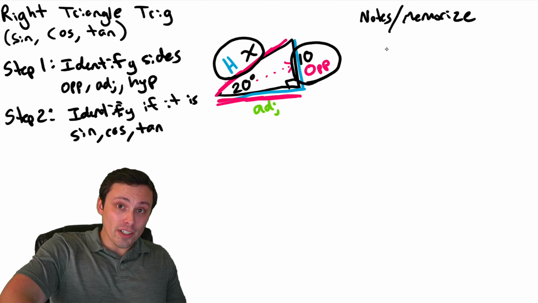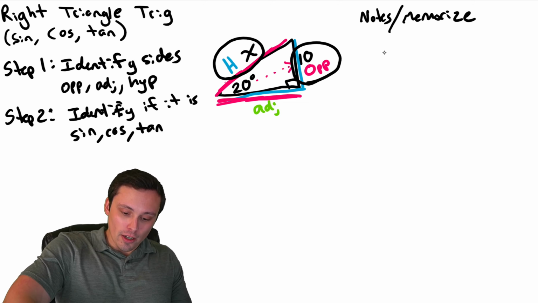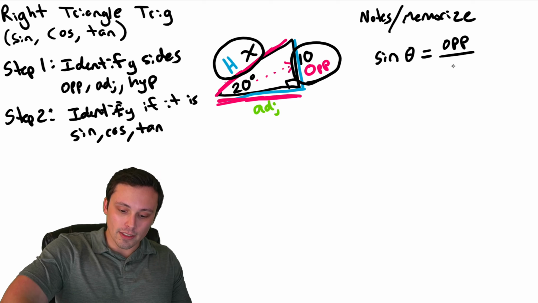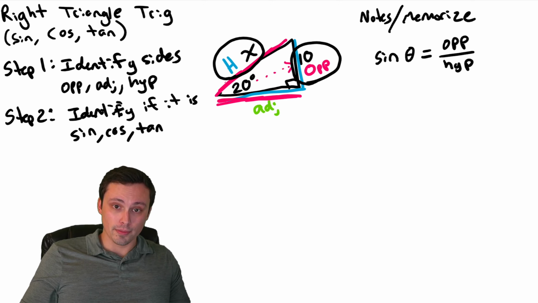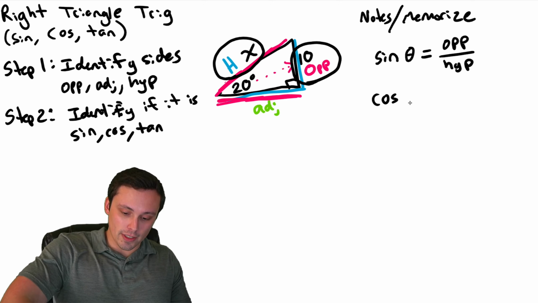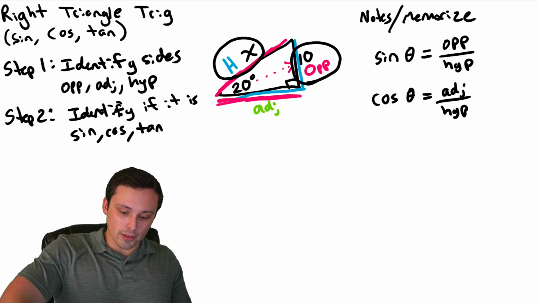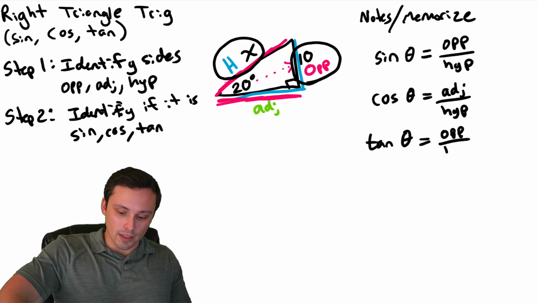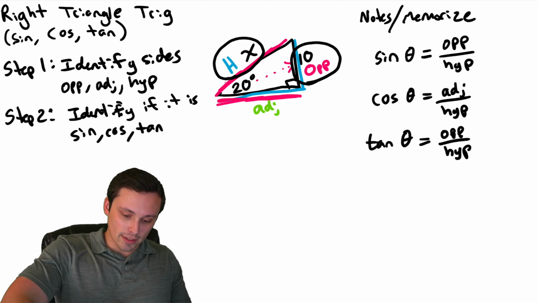Now, what are those ratios? Okay, well, sine of an angle is defined as the ratio of the opposite side divided by the hypotenuse. Okay, the cosine of an angle is defined as the ratio of the adjacent side to the hypotenuse, and the tangent of an angle is defined as the ratio of the opposite side to the, oops, not the hypotenuse, guys.